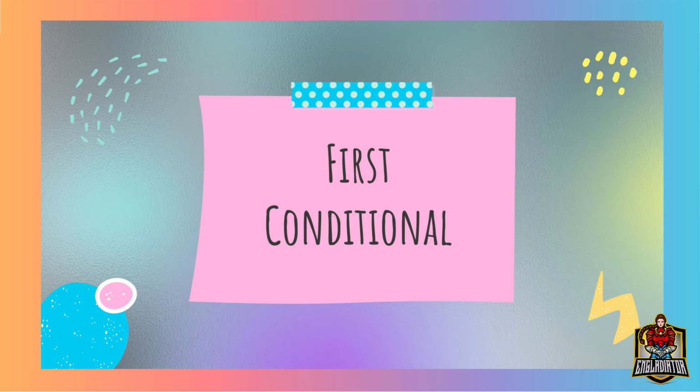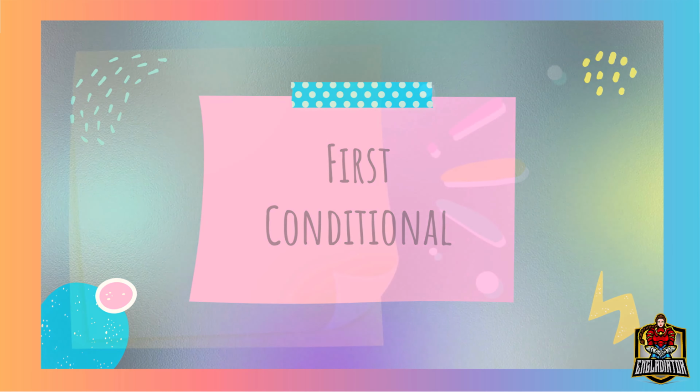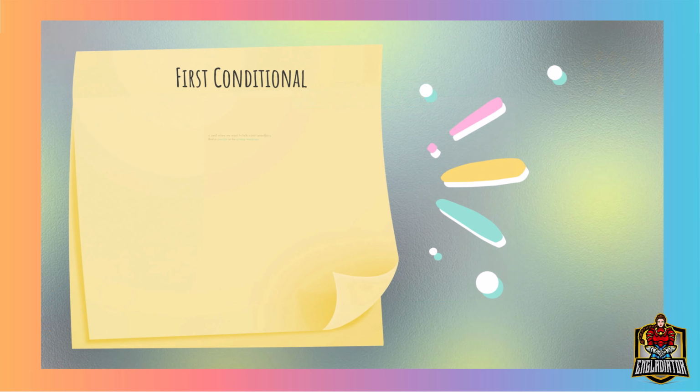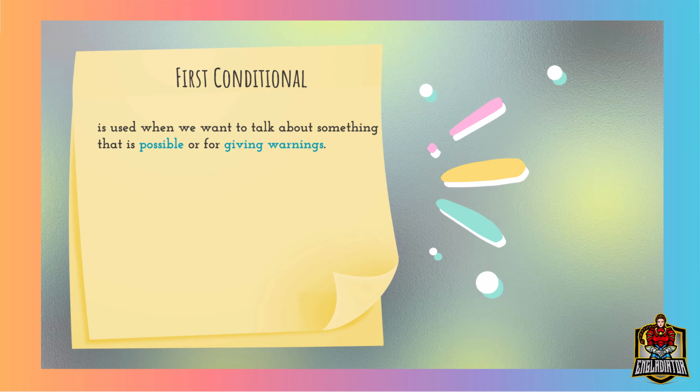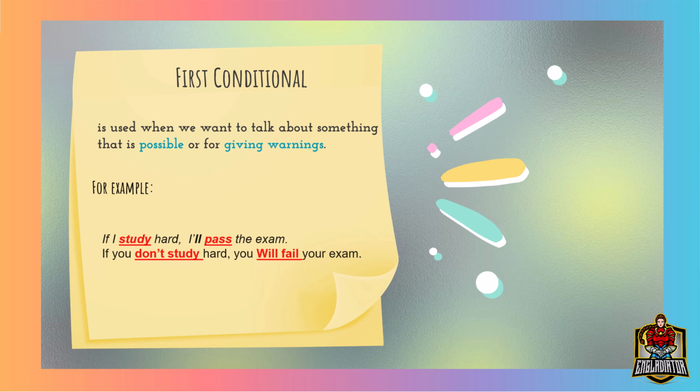First conditional sentences. We use the first conditional when we want to talk about something that is possible or for giving warnings. For example, if I study hard, I'll pass the exam. Or, if you don't study hard, you will fail your exam.